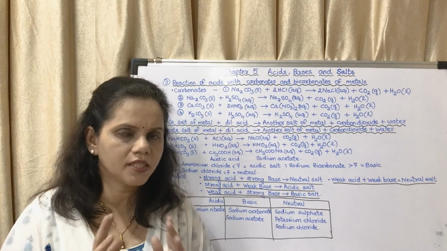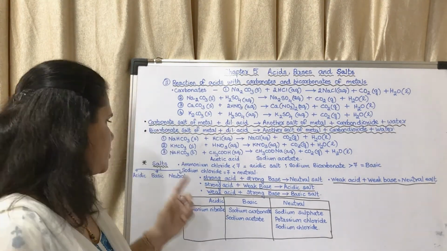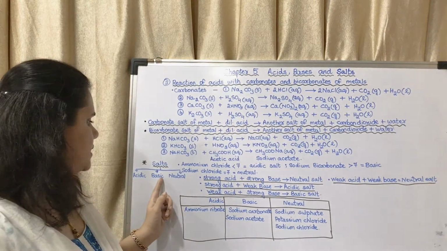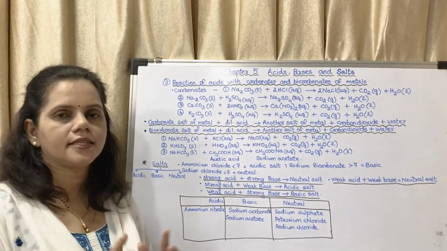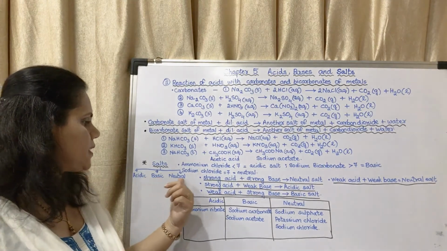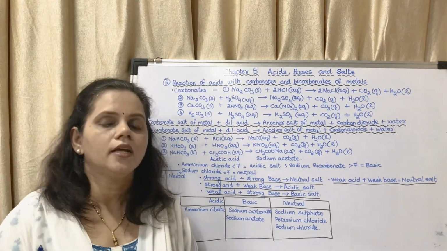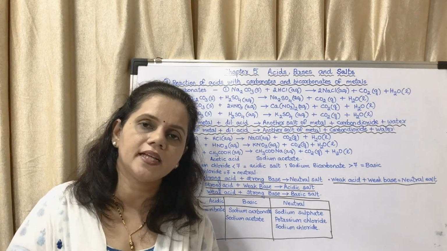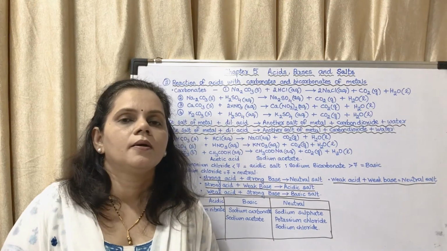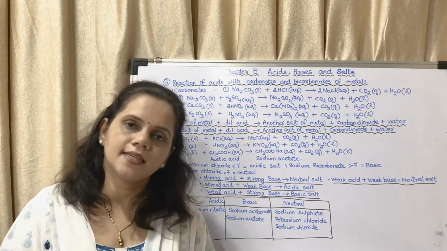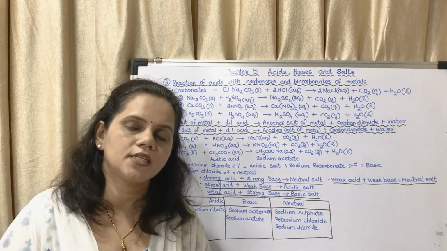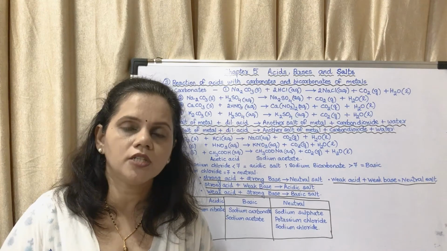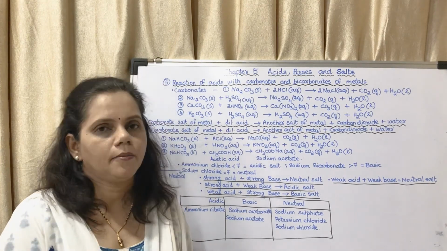Now the next topic is salts. There are basically three different types of salts: acidic, basic and neutral. Salt is not always neutral. Neutral means it gives a pH of 7. Acidic means it shows a pH less than 7, and basic means it shows a pH greater than 7. So there are three types of salts: neutral, acidic and basic.